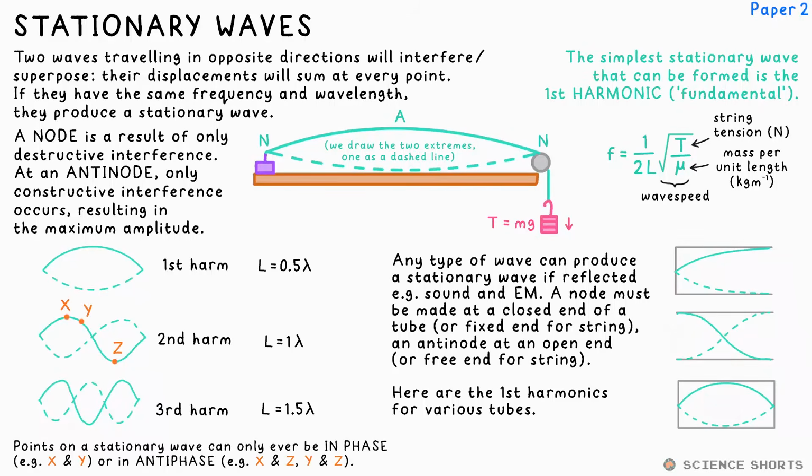Unlike progressive waves, points on stationary waves can only ever be completely in phase or completely out of phase. It just depends on whether or not they're on the same side of equilibrium. That's because two points above equilibrium will reach their own different amplitude at the same time, and they'll both reach equilibrium at the same time too.